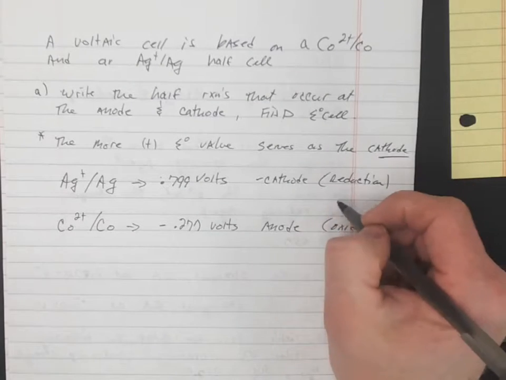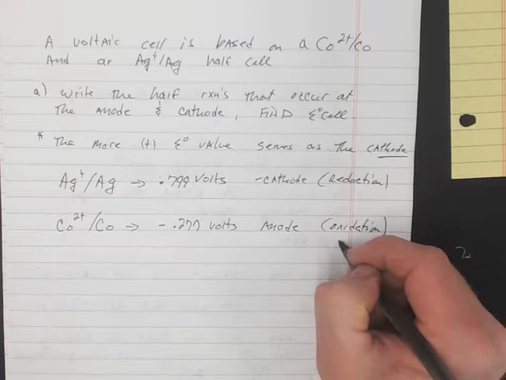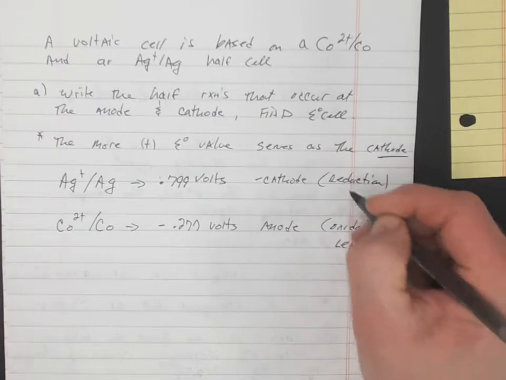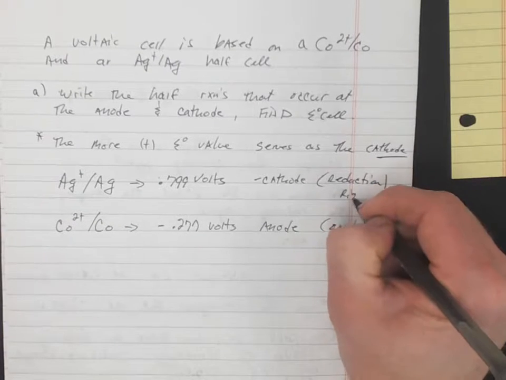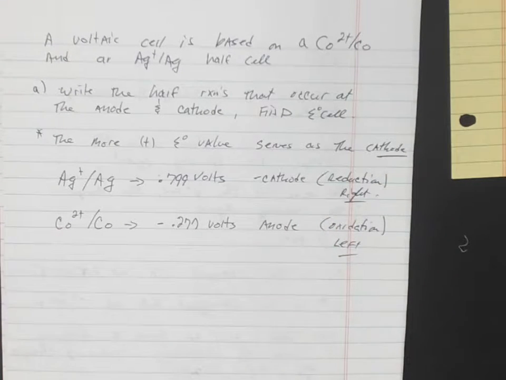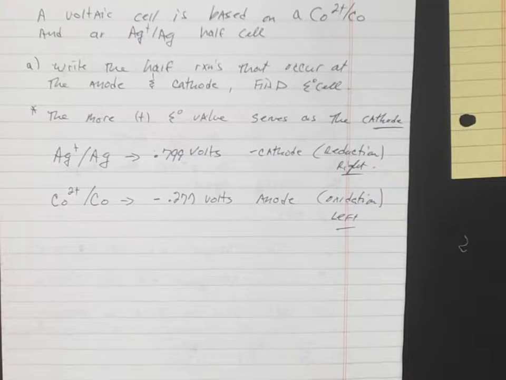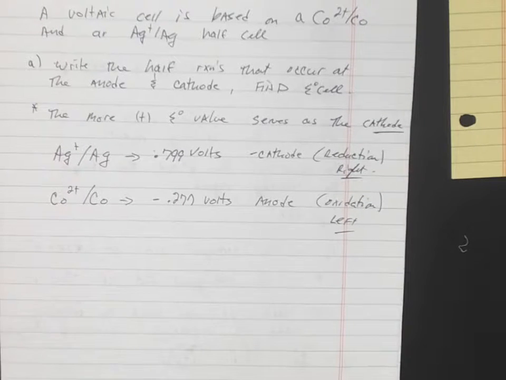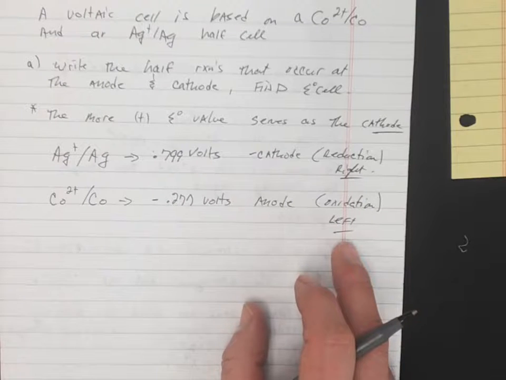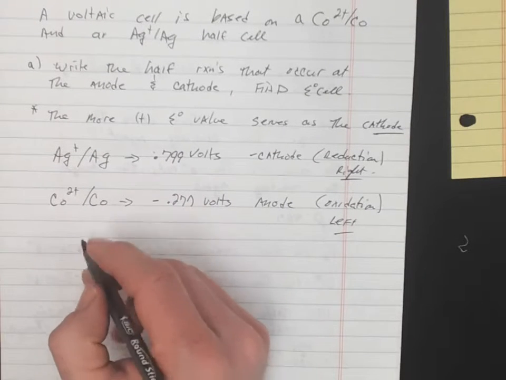And we normally put our oxidation on the left. We put our reduction on the right if we were going to be drawing this out in terms of a full picture for the voltaic cell. But it doesn't ask us to do that. So write the half reactions. Okay, so could you give me the half reaction for our oxidation?